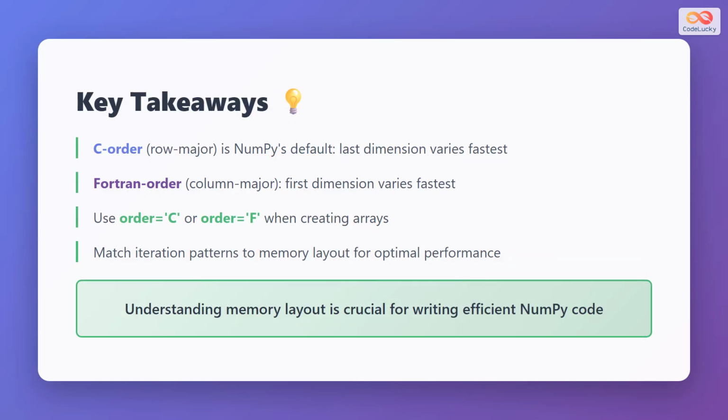Let's summarize the key points. C order or row major layout is NumPy's default, where the last dimension varies fastest. Fortran order or column major layout has the first dimension varying fastest. When creating arrays, you can explicitly specify order equals C or order equals F to control the memory layout. Always match your iteration patterns to the memory layout for optimal performance. Understanding memory layout is crucial for writing efficient NumPy code, especially when working with large datasets or performance-critical applications. This knowledge will help you make informed decisions about array creation and manipulation in your projects.